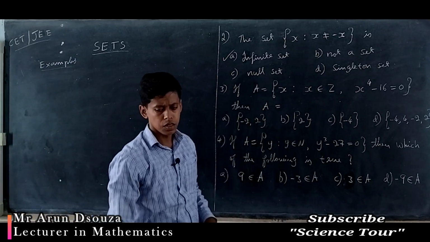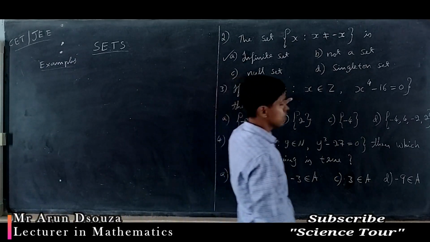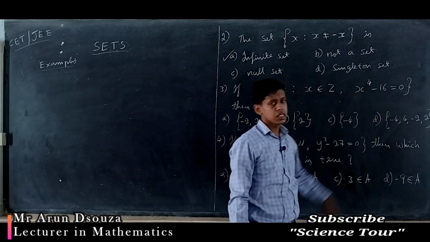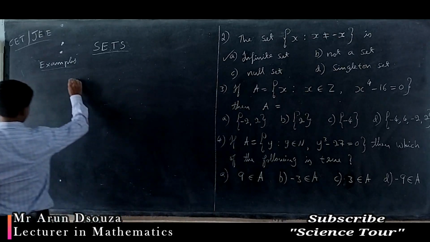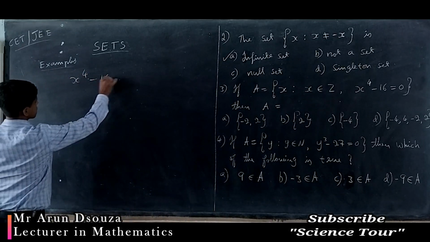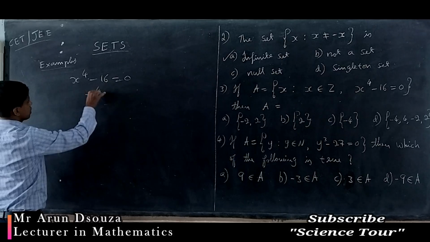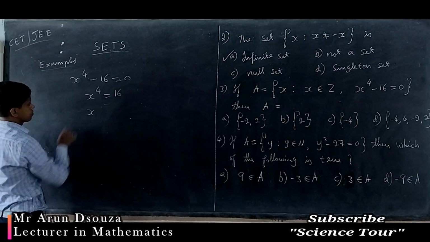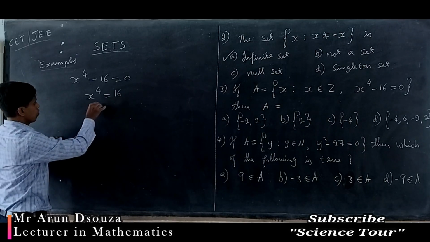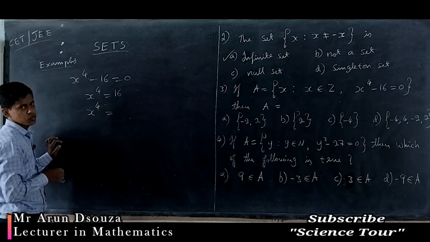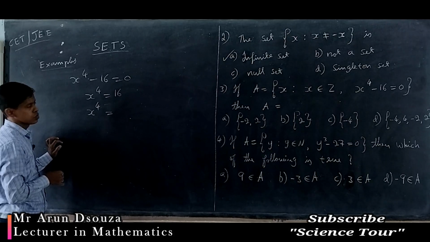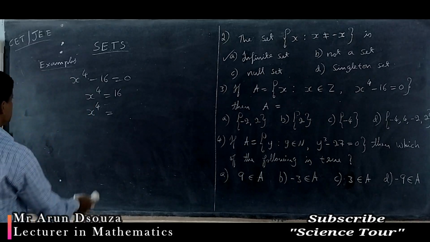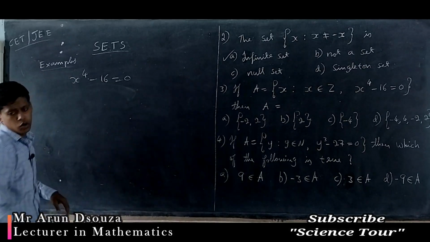Coming to the third question here, you have A is equal to the set of all x, x is an integer, x to the power 4 minus 16 is 0. So x to the power 4 minus 16 is equal to 0. That means x to the power 4 is equal to 16. Correct? We will simplify this as an equation. This is difficult because you have to the power 4.